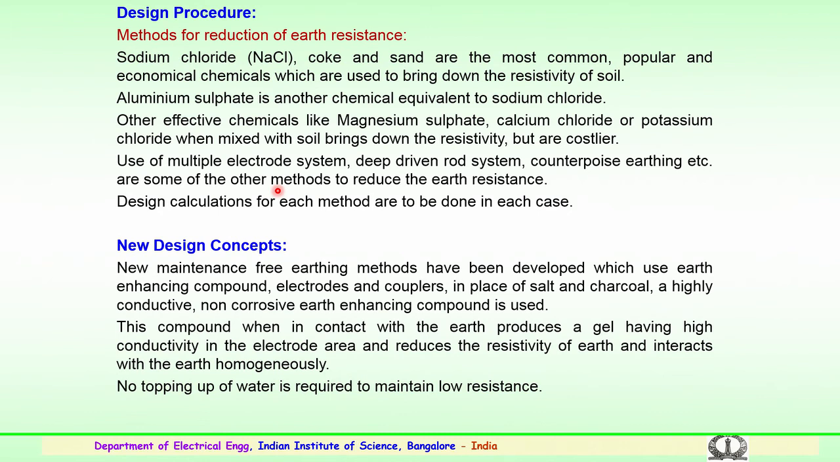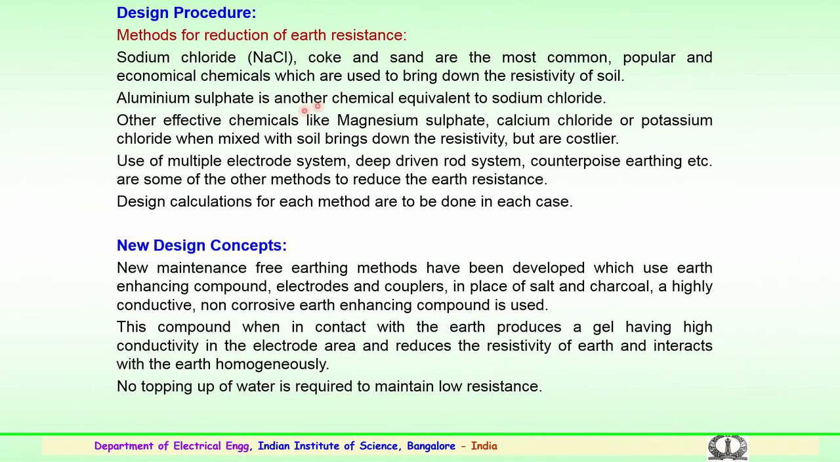Later, aluminum sulphide, another chemical equivalent to sodium chloride, was also being used. The other effective chemicals like magnesium sulphate, calcium chloride or potassium chloride, when mixed with soil, will bring down the resistivity.